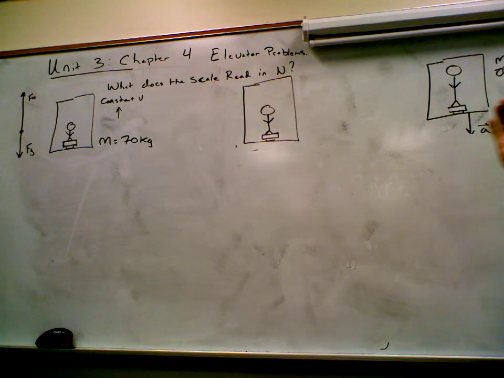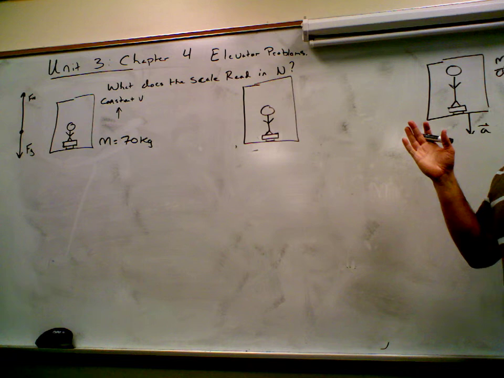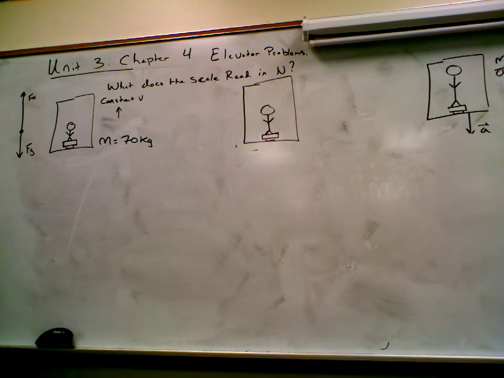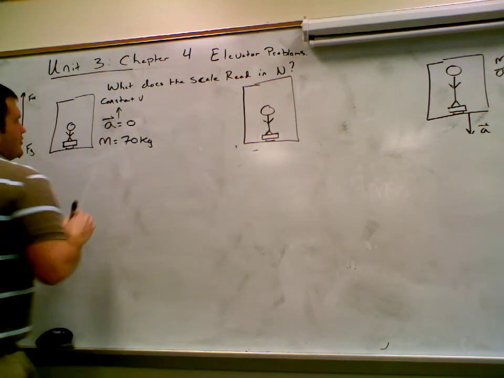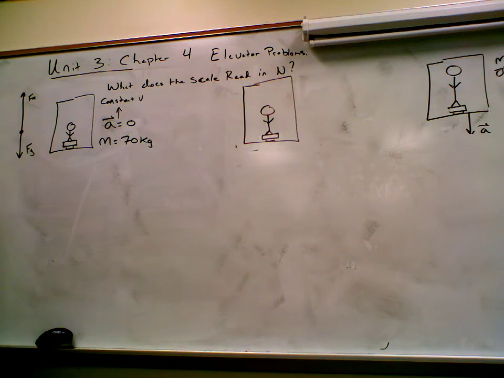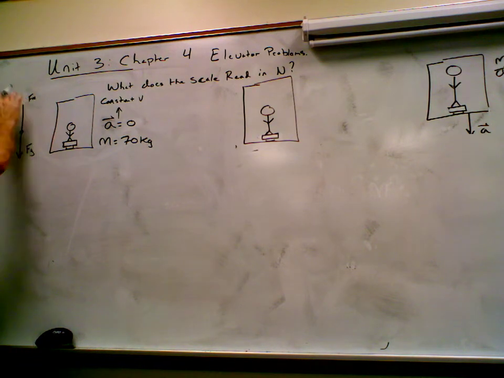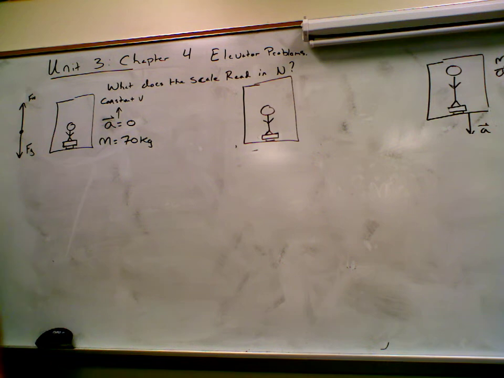Okay, constant velocity up. So the velocity is upward, right? Now, what indicates a force, velocity or acceleration? Acceleration. Acceleration indicates a net force, right? If we have a constant velocity, what's our acceleration? Zero. What does that tell us about our net force? It tells us our net force is zero. So these forces are equal. So they should be the same length. Fn should equal Fg.